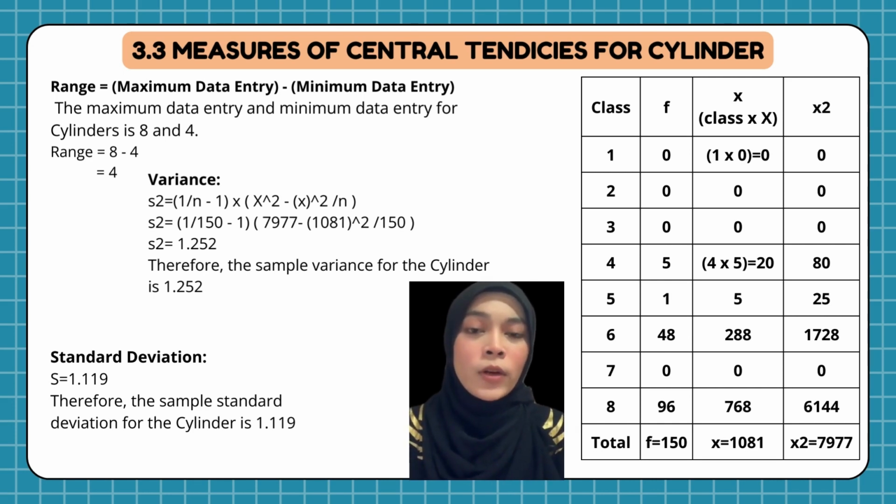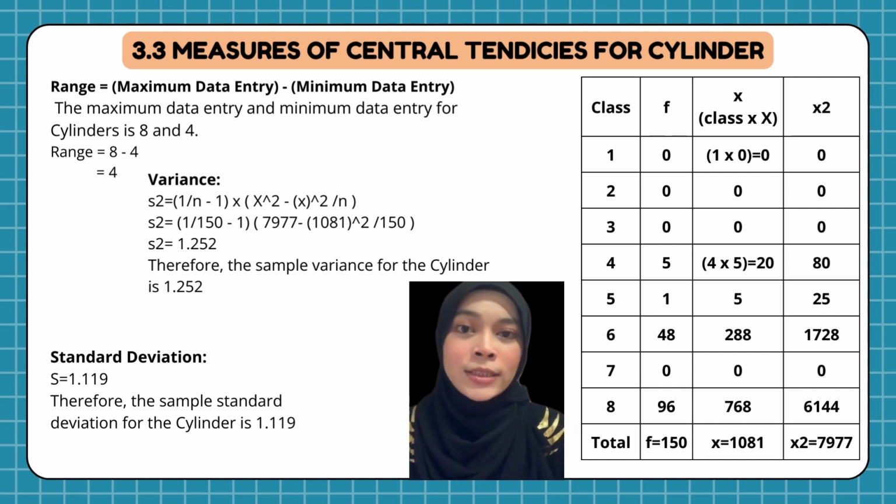Next, the sample variance for the cylinder that I get is 1.252. And lastly, to get the standard deviation, take the square root of the variance, and I got 1.119 for the standard deviation of total engine cylinder.